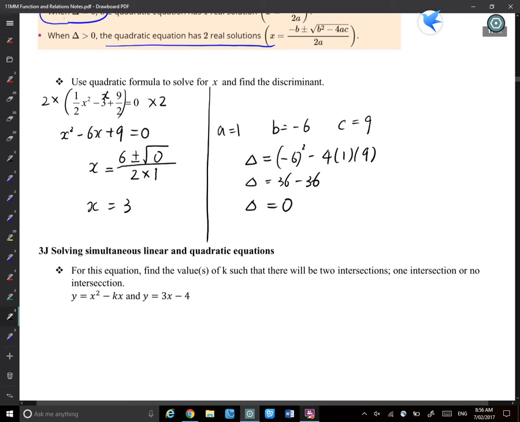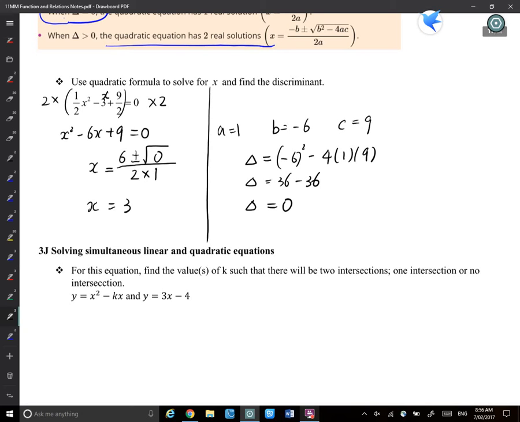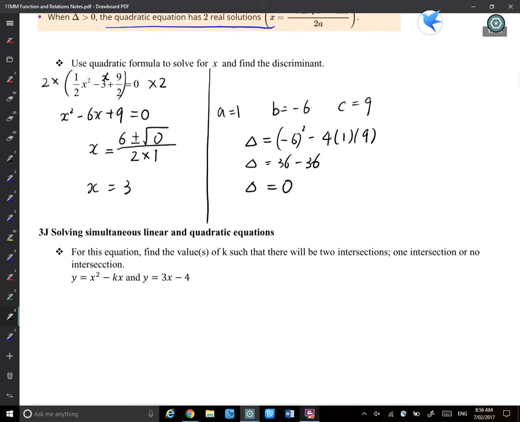Okay, so that's how we use this quadratic formula. It's very important, okay? Six plus 0 is still 6. 6 divided by 2, we have 3.